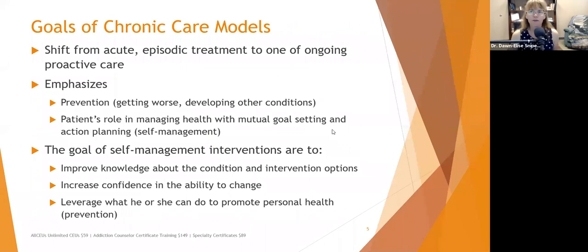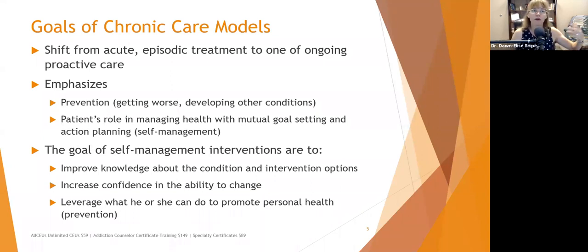So the goals of chronic care models are to shift from acute episodic treatment to one of ongoing proactive care, not reactive, but proactive, which means we want people to take charge of their life, do things that are enhancing, preventing further problems. Remember, prevention, you've got primary prevention, you don't want the problem to ever happen. Well, in this case, we missed the boat on that one. Secondary prevention, that problem exists, but you want to make sure that it doesn't get worse. You want to kind of stop it in its tracks. And tertiary prevention, you want to make sure that the person doesn't develop other problems as a result of it.